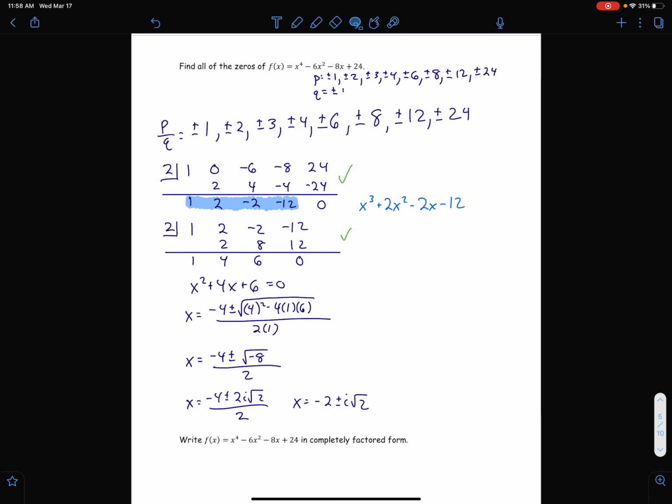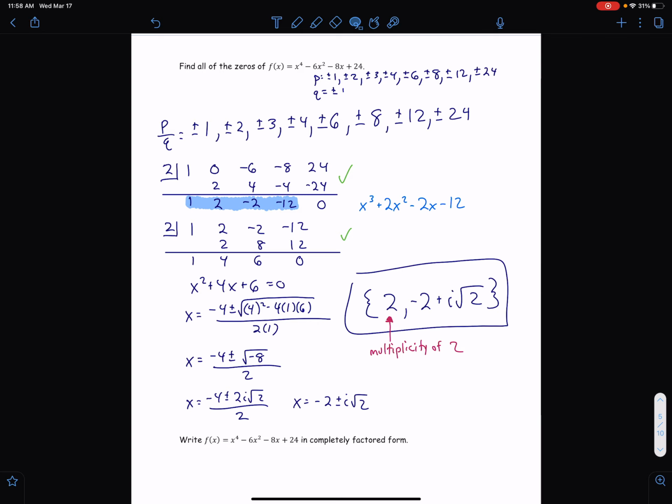And now we have a quadratic. So now we have x squared plus 4x plus 6 equals 0. So that's unfactorable. We have to solve by using the quadratic formula, which we do. So our answers would be 2, and make sure you note that there's a multiplicity of 2, so it happens twice. And then also negative 2 plus or minus i radical 2.